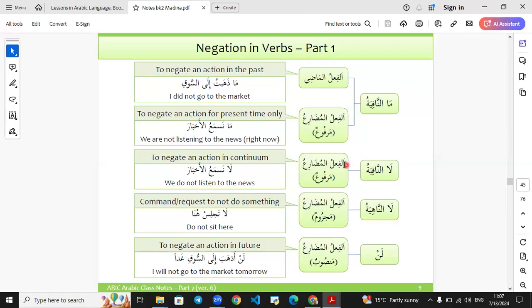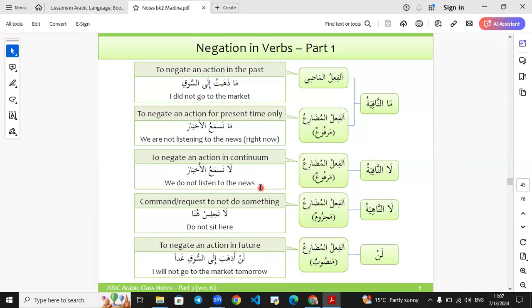So let's look at this one. La nafiya can only be used in negating fi'l mudari marfu'. Negate the action in continuity. Is it happening? We can say la nasma'u al-ikhbar. So it doesn't change the fi'l mudari either. We do not listen to the news. So it's not that we did it. It's happening now. So we don't listen to the news. La is nafi, negating the action which is happening like now, continuously. So if you're continuously negating, it means you don't.